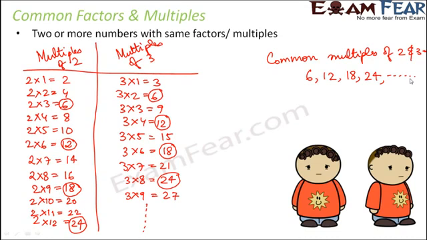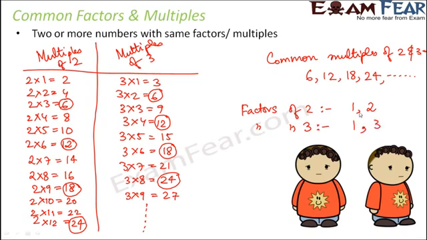Now what about common factors? Do you think that 2 and 3 might have common factors as well? Do you think so? So for that, let us try to write the factors of 2. What are the factors of 2? 2 has 2 factors, 1 and 2, because 2 is a prime number. So it has 2 factors. One is 1 and the other one is itself, that is 2. Similarly, factors of 3 would be 1 and 3.